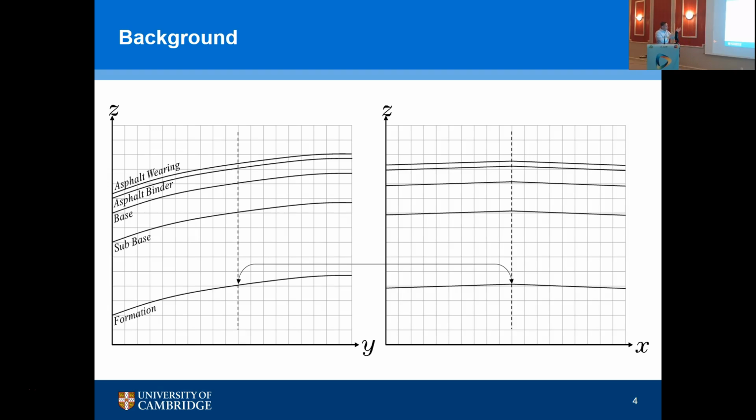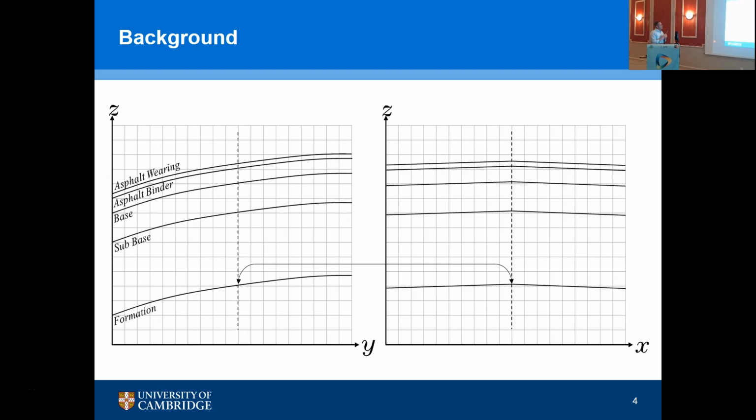And I have my traditional layers of an asphalt road here, and on the left, the YZ projection, think of that as the center line of the road, just a small section of road. And on the right, the XZ projection would be the cross-section of the road design surfaces that you're looking at.